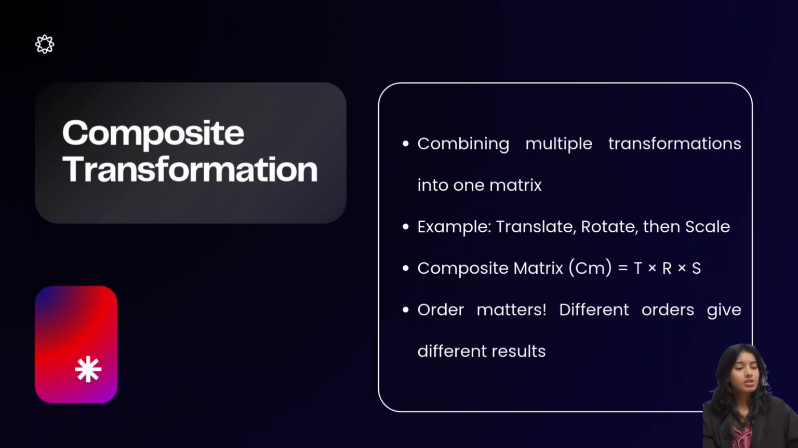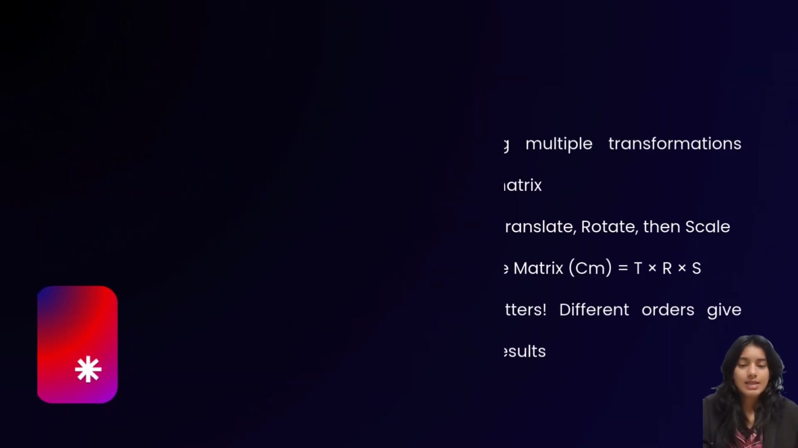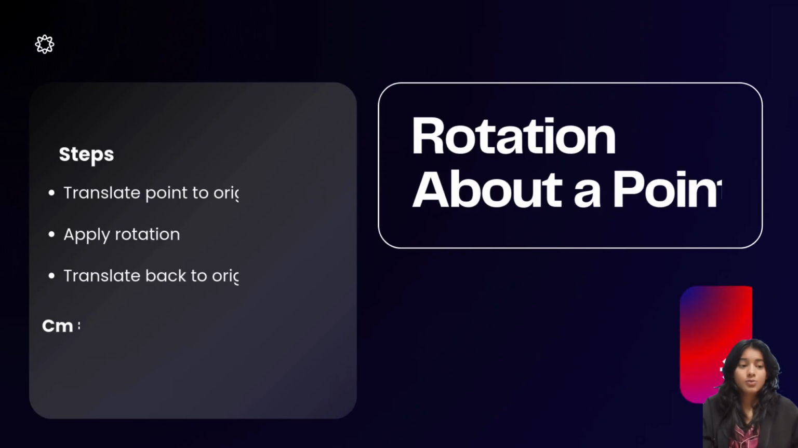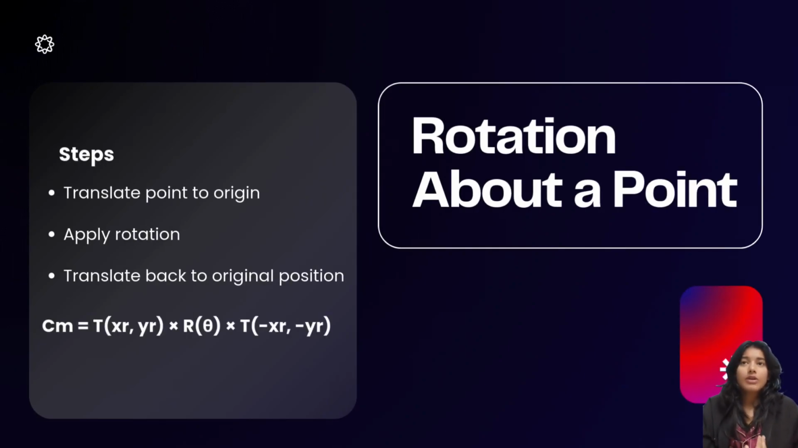Now we'll come to rotation about a point. So basically it includes some steps, which is translate point to origin. First we have to go to the origin, and then we'll apply the rotation, and then we come back with the translation process to its original position. So we'll write Cm is equals to T(xr, yr) into R(theta) into T(minus xr, minus yr).